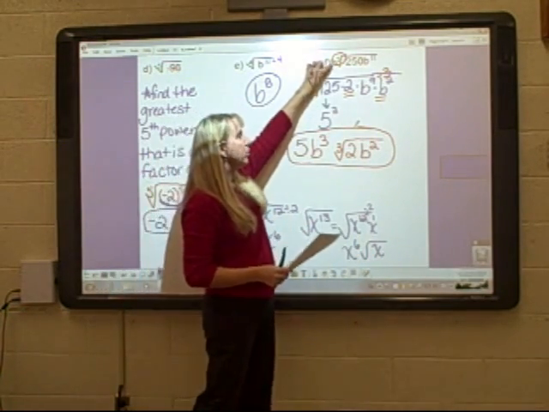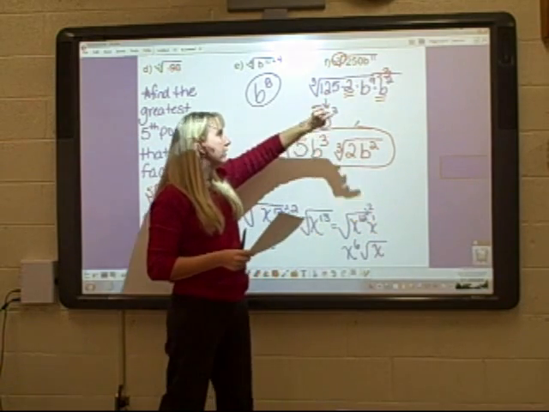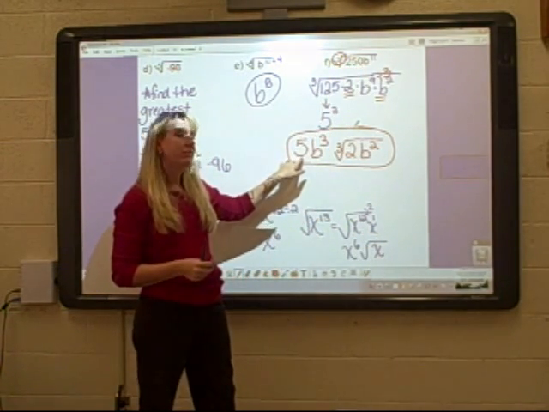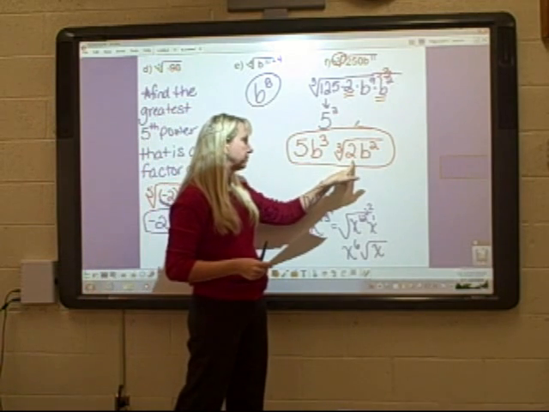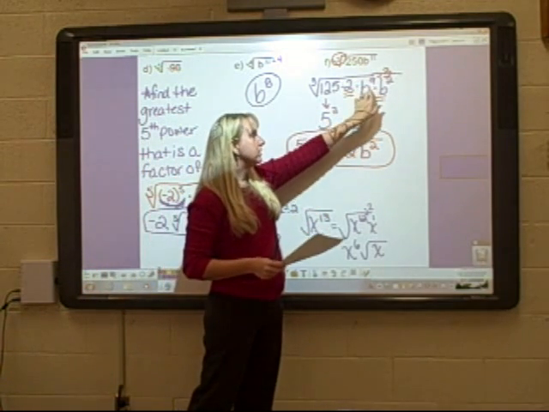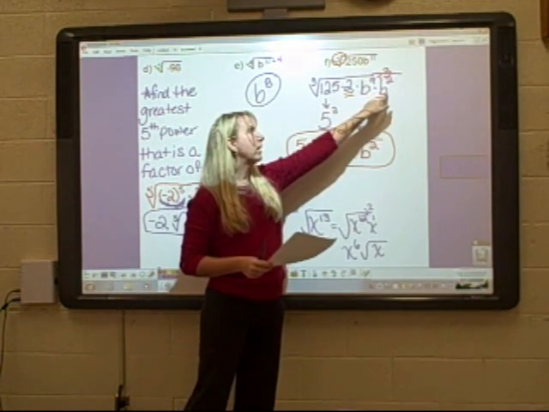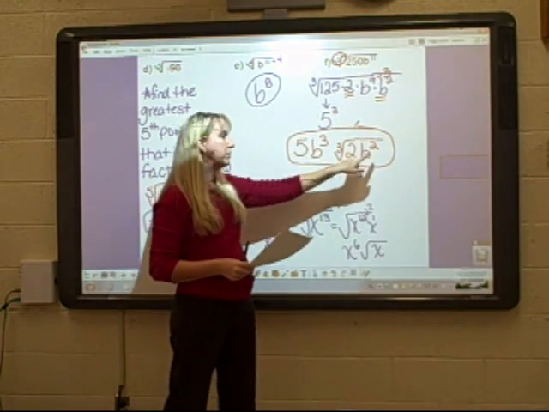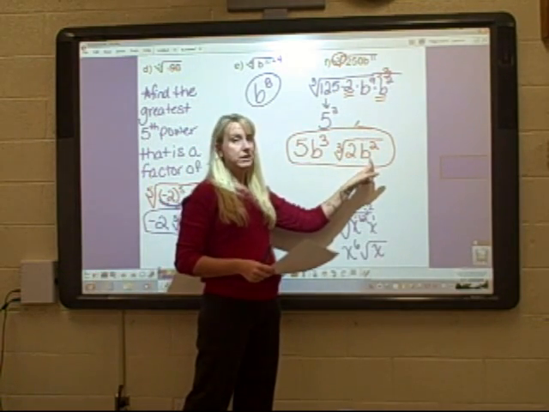So the cube root of 250b to the 11th brings out a 5, because there's 3 5's in there, but leaves a 2. b to the 11th is the same as b to the 9th times b squared. Well, 9 divided by that 3 brings a b cubed on the outside, but leaves a b squared underneath that radical sign.